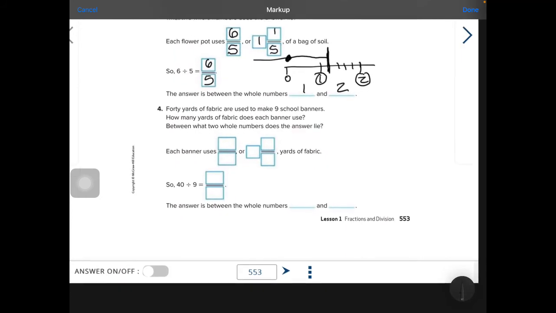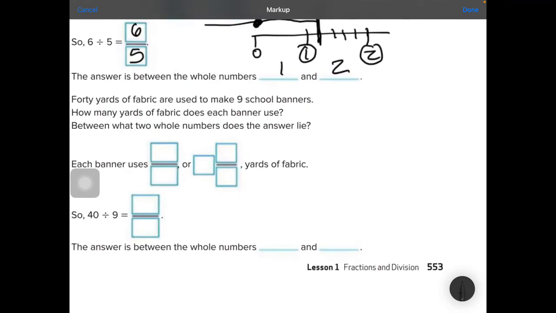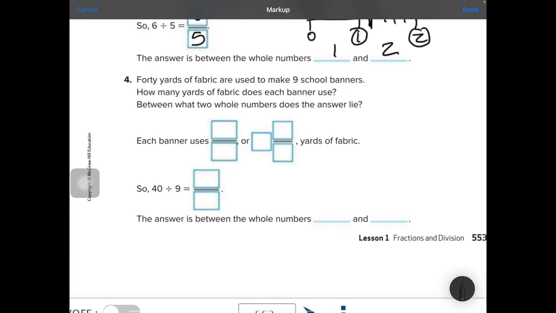There we go. We're not going to worry about drawing models here because I don't want to take too much time on this chapter. So just follow along with me. 40 yards of fabric are used to make 9 school banners. How many yards of fabric does each banner use?